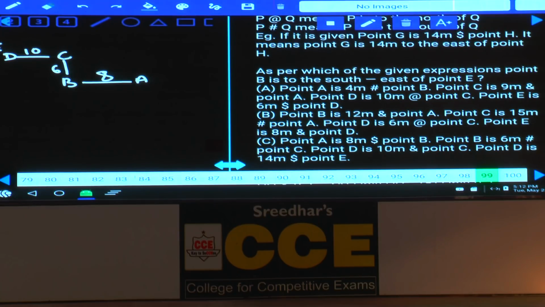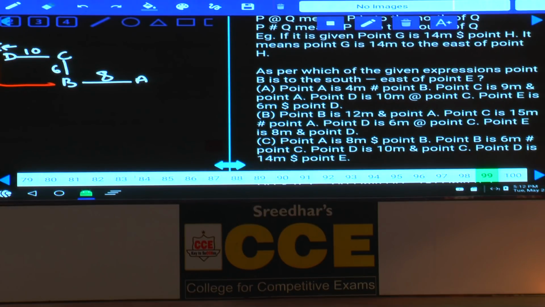Then what is the question here? Point B is in which direction with respect to E? D is 14 meters east of E, and E must be west of D. Hence this E is to the left hand side of D only. Then between these two, B is towards which direction?